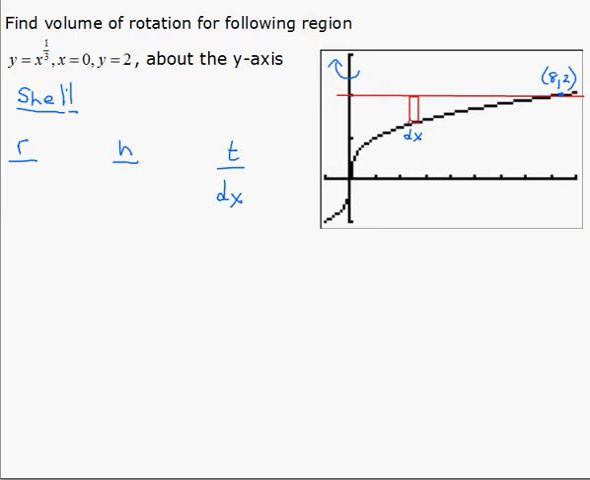The height means the height of the rectangle at any point here. So that's going to be the top, which is 2, minus the bottom, which in this case is the function, or x to the 1 over 3. The radius is x. That's the distance from the axis to our rectangle. The volume then is going to be 2 pi times the integral from 0 up to 8 of the radius times the height times the thickness.